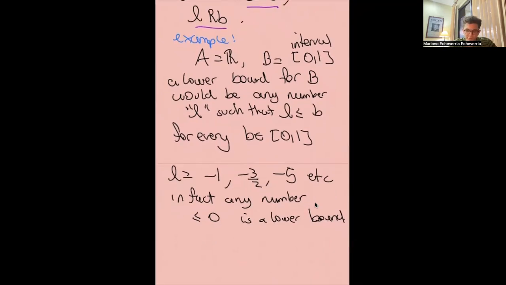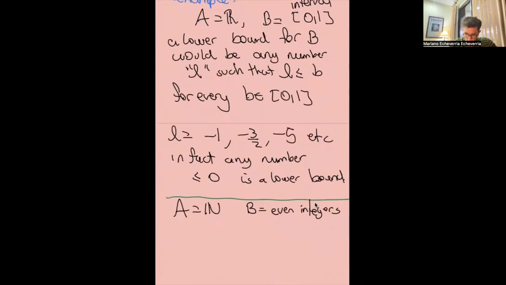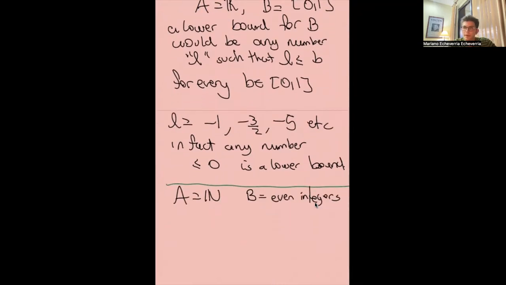Here's another example just to make sure that this is making sense. Imagine that I had given you A to be the integers and B to be the set of even integers. So what would be a lower bound for the set of even integers? What's a lower bound? Under the relation of division.